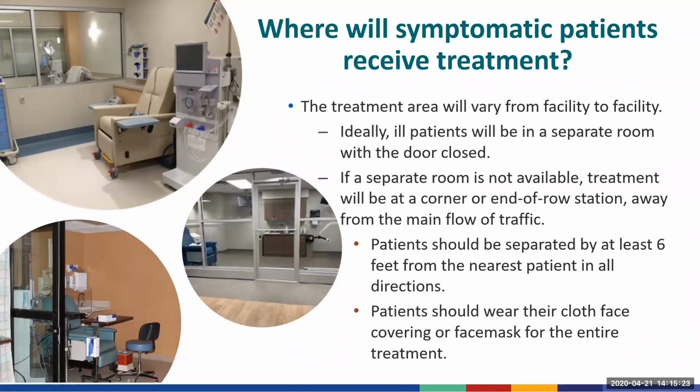Patients should be separated by at least 6 feet from the nearest patient in all directions. And again, patients should wear their cloth face covering or face mask for the entire treatment. Remember that hepatitis B isolation rooms should only be used if the facility has no patients with Hep B infections that would otherwise need that room. Also of note, if the patient is unable to tolerate a cloth face covering or face mask, they should be 6 feet from the nearest patient station in all directions and 6 feet from the nearest patient.